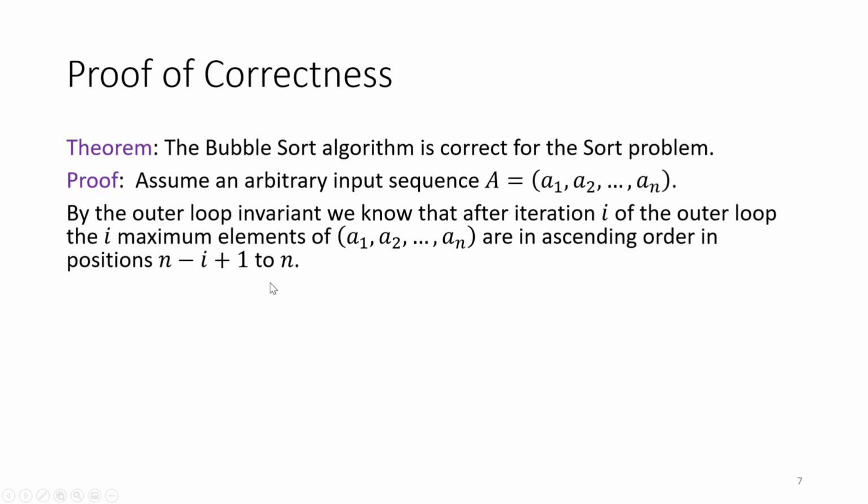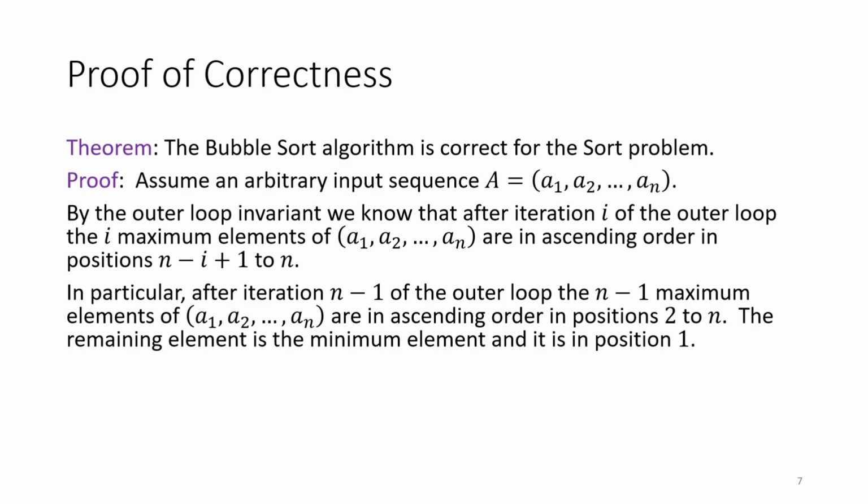Now remember, how many iterations did we do of the outer loop? If our notes aren't very clear, we might say we did n, but no, we actually did n minus 1. Remember, we stop at iteration n minus 1. So let's focus on that iteration. In particular, when the outer loop is done, what do we know? We know that after iteration n minus 1, not the n maximum elements, but the n minus 1 maximum elements are in ascending order from position 2 to n. Remember, we did this argument already, kind of hand-wavy, right?